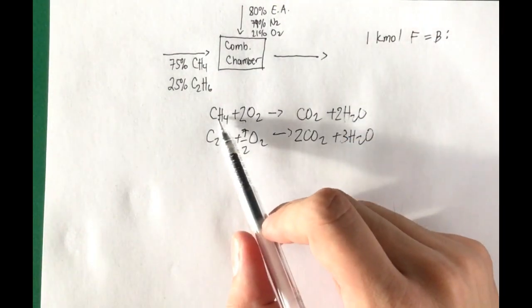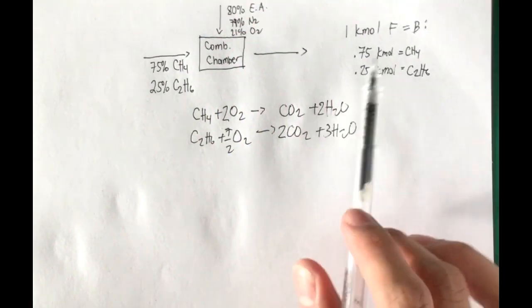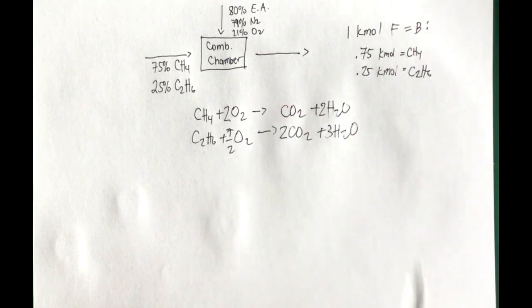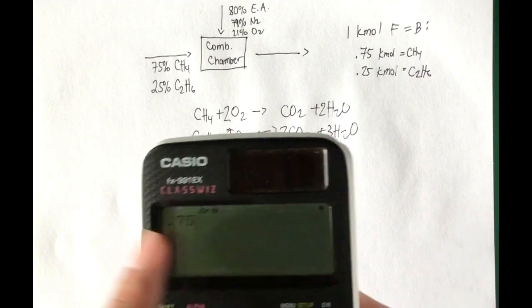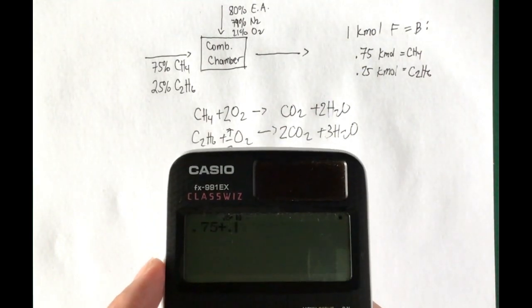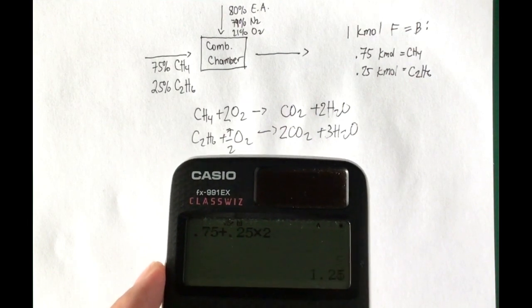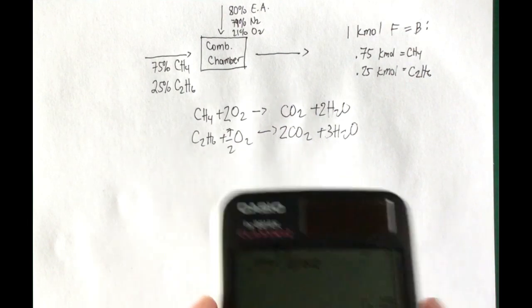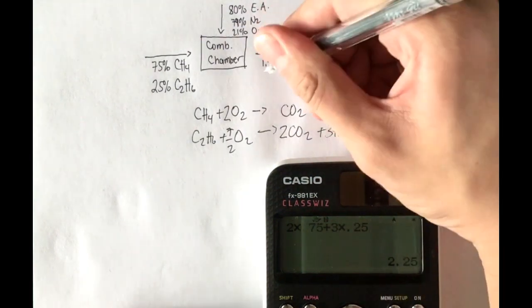So if this is 1 kilomole, this will become... Now we have to convert these into CO2. 0.75. See, it's a 1-to-1 ratio, so I'm just going to leave it as 0.75. Next, I'm going to get 0.25 and I'll multiply it by 2, and we will get 5/4 or 1.25. Next, we're going to calculate for the H2O. So that's 2 times 0.75 plus 3 times 0.25. You're going to get 2.25.